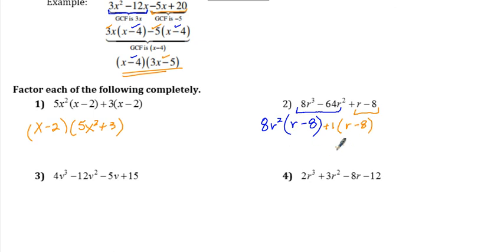These must match. If they don't match, you might not have pulled out the greatest common factor. So let's build our factors. R minus 8 is the first one. The match is one factor. The leftovers are the other factor. The purple is it. That's your factored form.